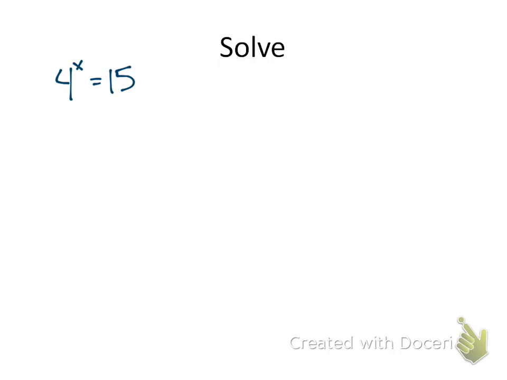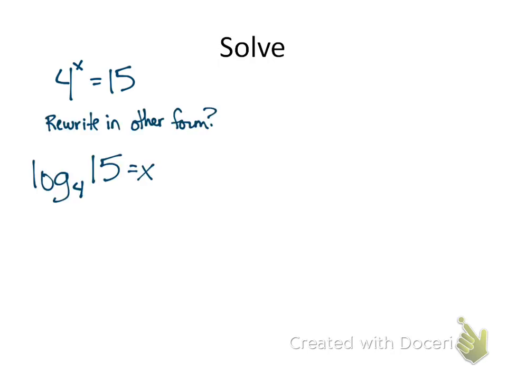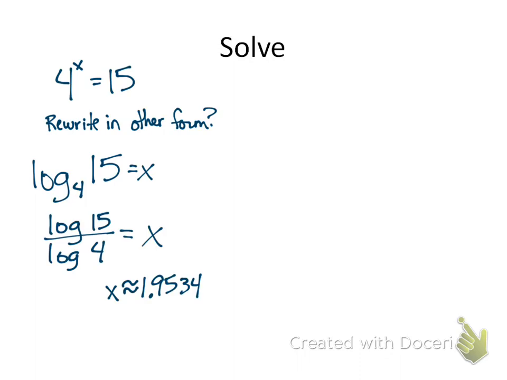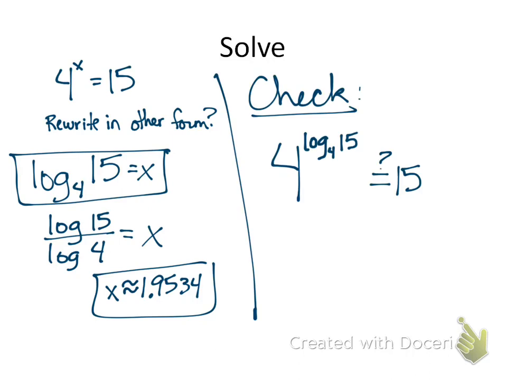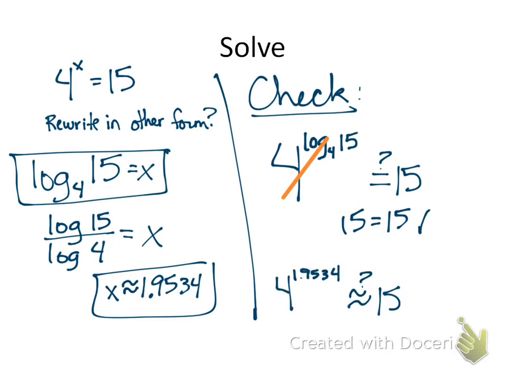Let's get down this idea. I've isolated x, and we learned last Friday how to put this in our calculator. We'll check both the exact and the approximate and see what's the difference. Because I have a base 4 raised to a log base 4, those undo each other, and 15 does equal 15. It does check out. If you put in an approximate number, it should be almost 15.